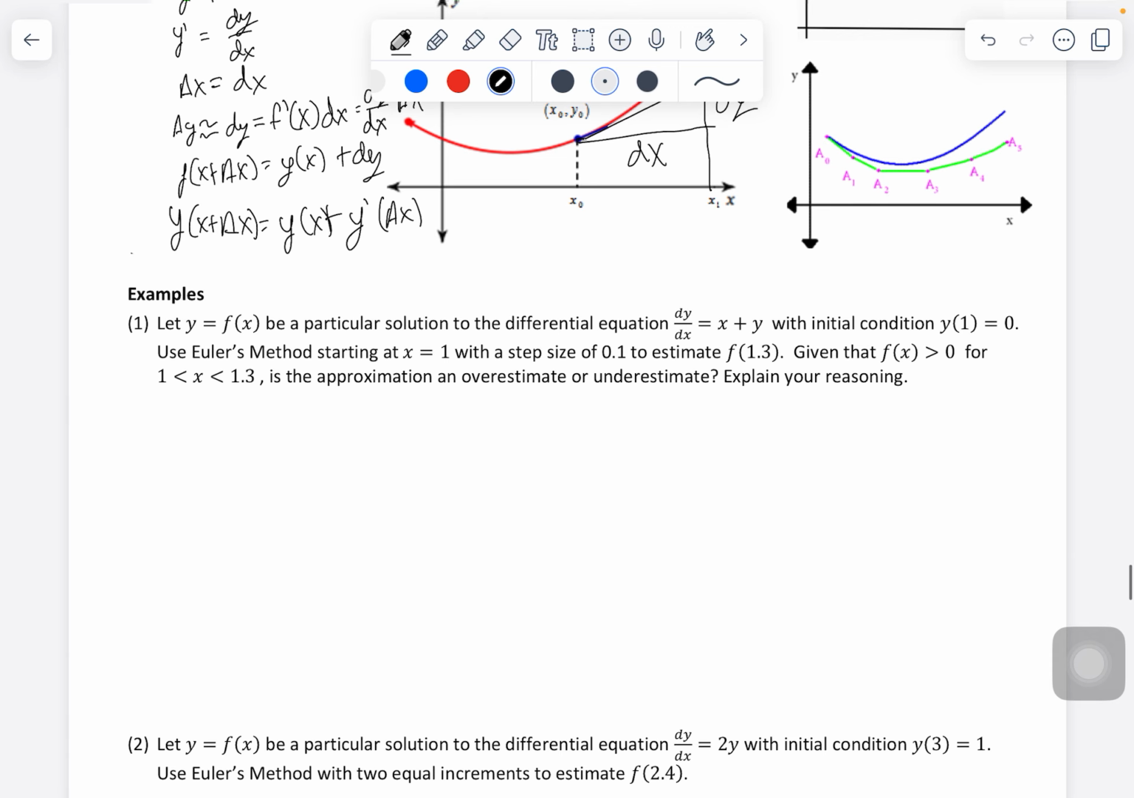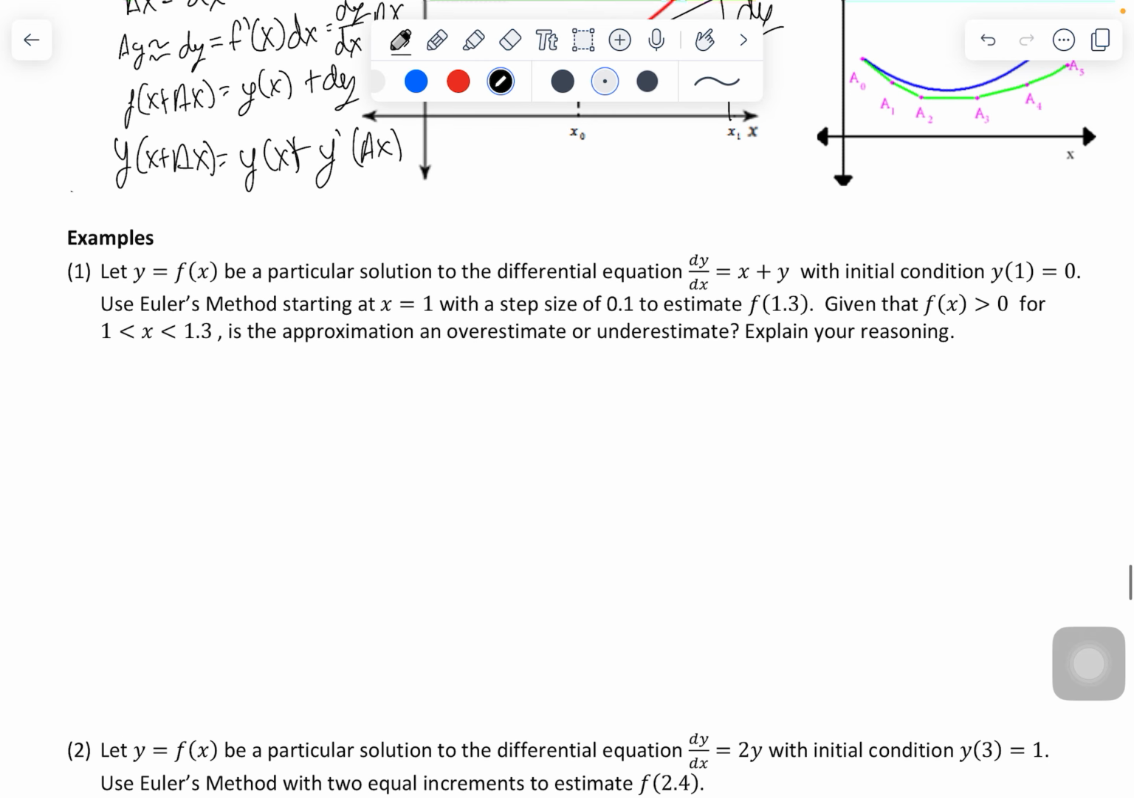Once we have this method, we can start doing questions like this. So let's first read the question. If f of x is a particular solution to this differential equation, dy over dx equals x plus y, and we're given a point y of 1 equals 0, how will we use Euler's method starting at x equals 1 with the step size of 0.1, basically saying delta x equals 0.1, to get to 1.3? So immediately what I'm saying is I will need 3 steps: 1.1, 1.2, and finally 1.3.